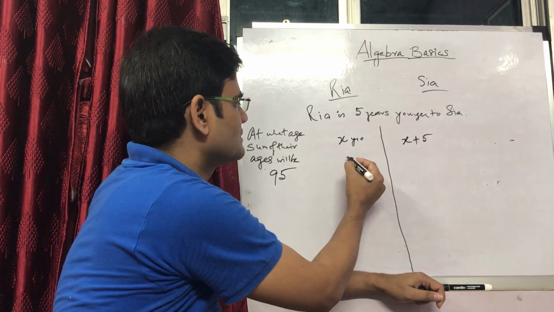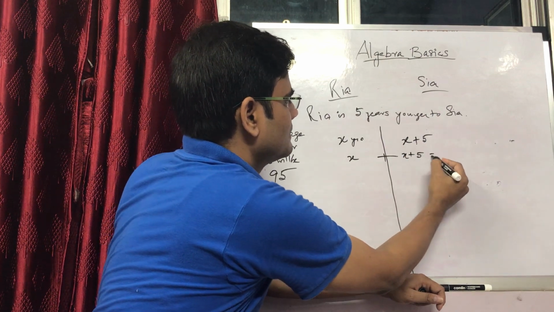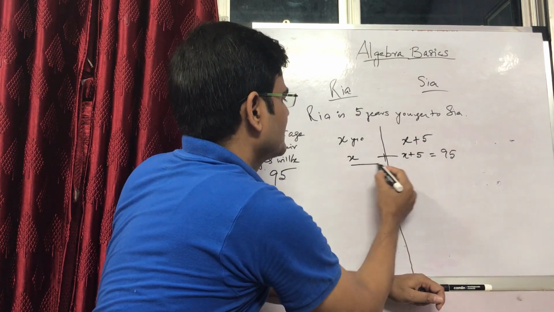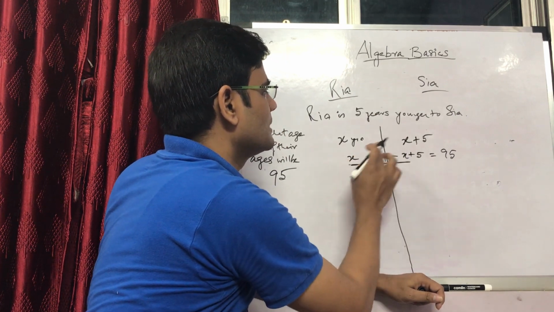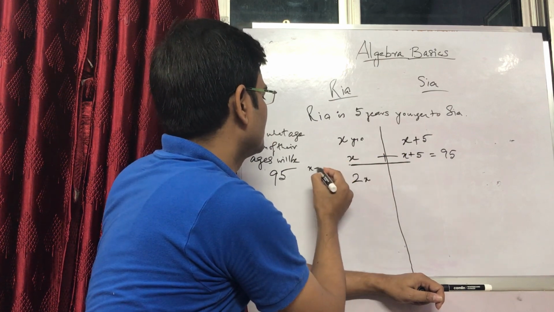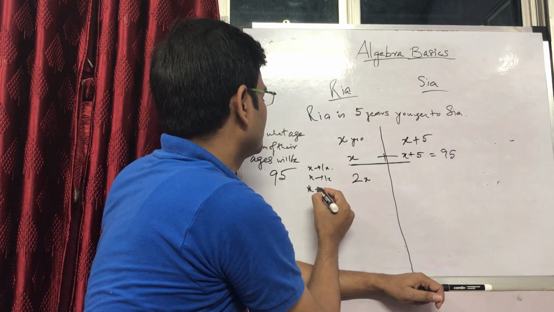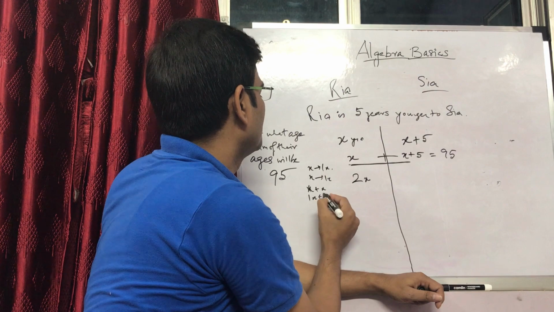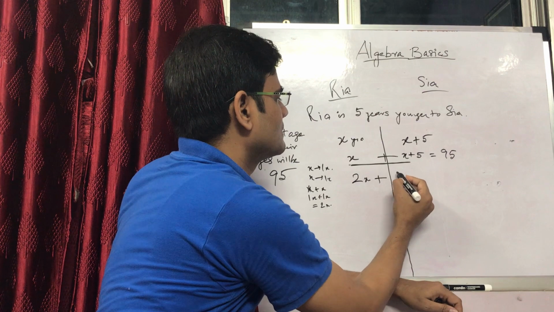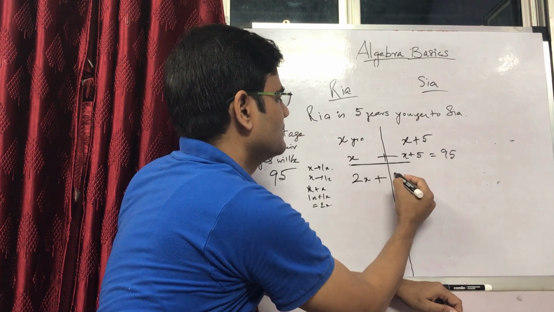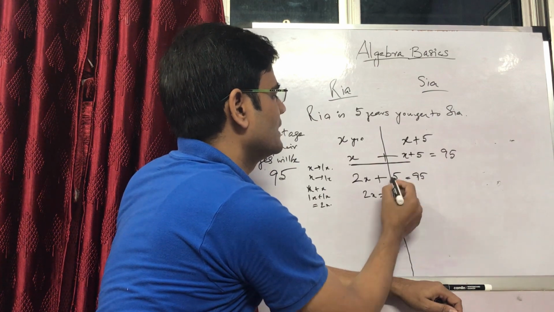Now let's solve this problem. The summation of x plus x plus 5 is 95. X plus x, I told you in the previous class, it's 2x, 2 times x, 1 apple plus 1 apple, 2 apples. X means 1x. So 1x plus 1x is 2x. 2x plus 5 equals to 95.